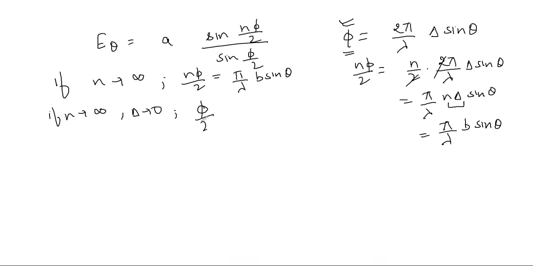What would happen to your φ by 2? If your delta tends to 0, then your φ by 2 also tends to 0. If your φ by 2 tends to 0, in that case, your sin(φ/2) is approximately equal to φ by 2.